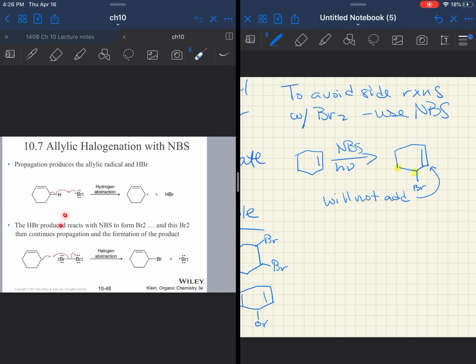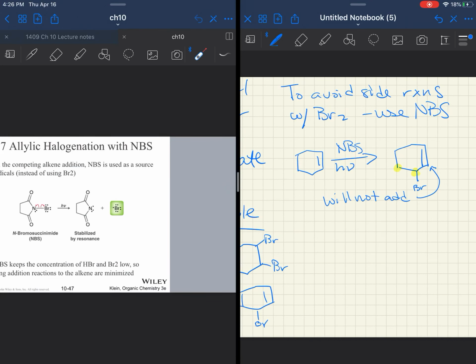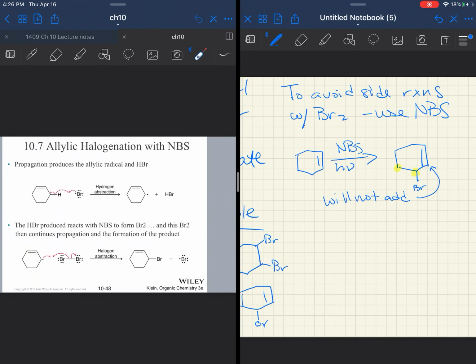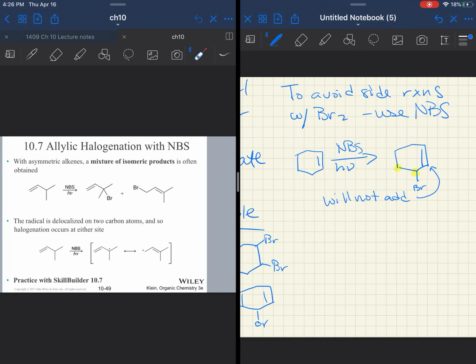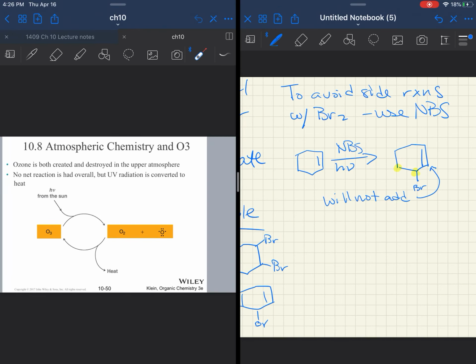The propagation steps look exactly the same. The only thing that's different is initiation. The initiation step is cleaving the N-Br bond. But then it goes on to the first propagation step, the second propagation step. You would still have termination steps as well. So you see NBS is really useful here. There is potential for rearrangements. I don't want you to worry about that. I'm not going to ask you about this portion.